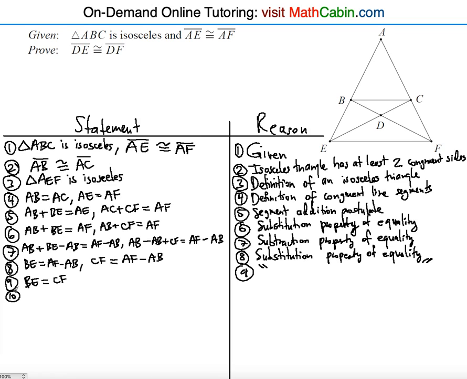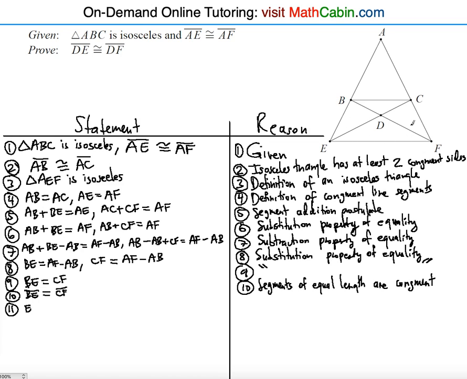Now the next step is to notice that since the lengths of BE and CF are the same, that means that these two are congruent, right? These two are congruent. And the reason for this is segments of equal length are congruent. Another reason would be basically the definition of congruent segments if you wanted. That would be another reason that you could include. That would work.